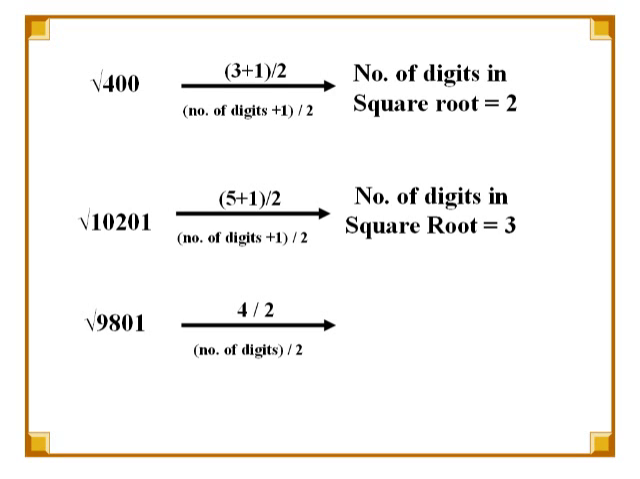Given a perfect square with an even number of digits, its square root will contain n divided by 2 digits, where n is the number of digits in the perfect square. For example, the square root of 9801 will contain 2 digits.